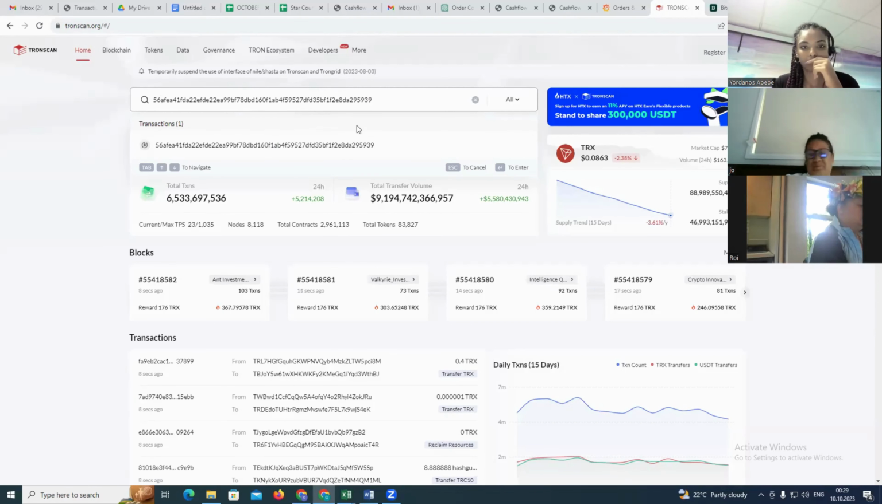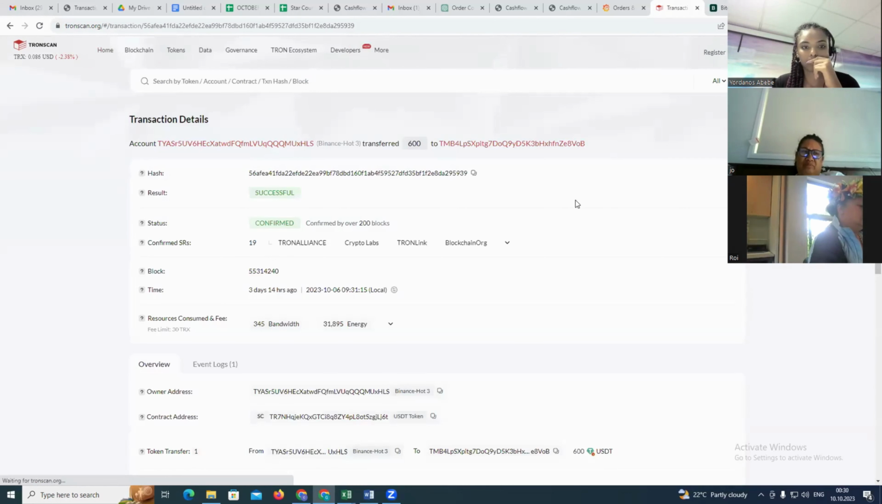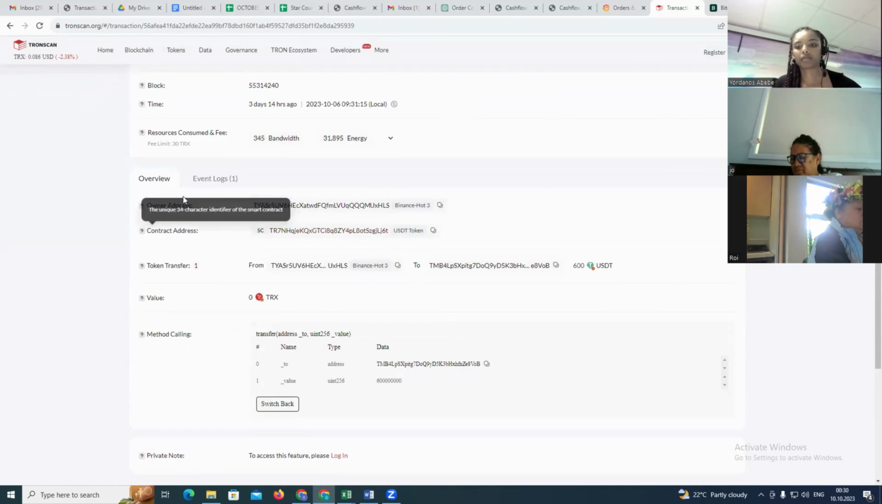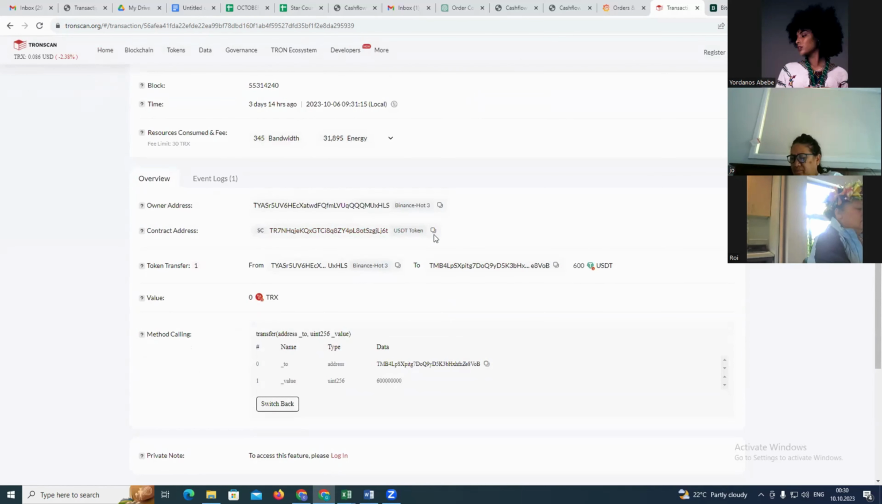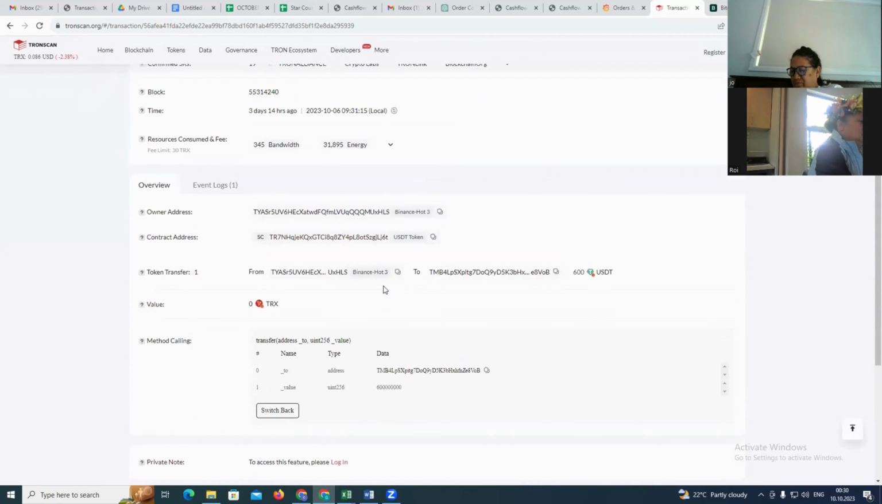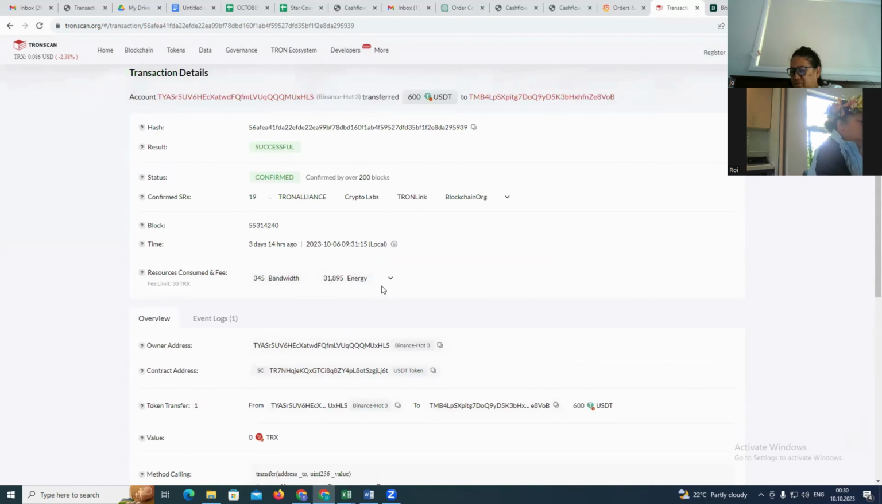So this is a transaction ID. If you click on the transaction ID, you can see from which account and to which account, and you can see the value. It's so simple. They also have the timestamp: 3 days, 14 hours ago, so this is the 6th of October. You can see the owner's address and the contract address. The contract address is the contract address for the TRC20 token. So this is just how you can track a transaction.